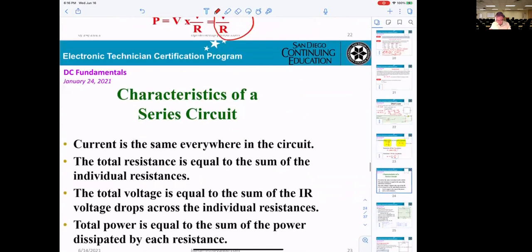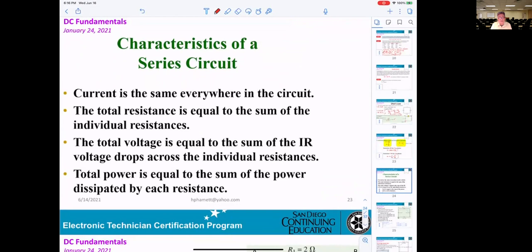series circuitry. Okay, so in here, when you read it, the current is the same everywhere in the circuit. Total resistance is equal to the sum of the individual resistances. Total voltage is equal to the sum of the IR voltage drops across each individual resistor. Total power is equal to the sum of the powers.